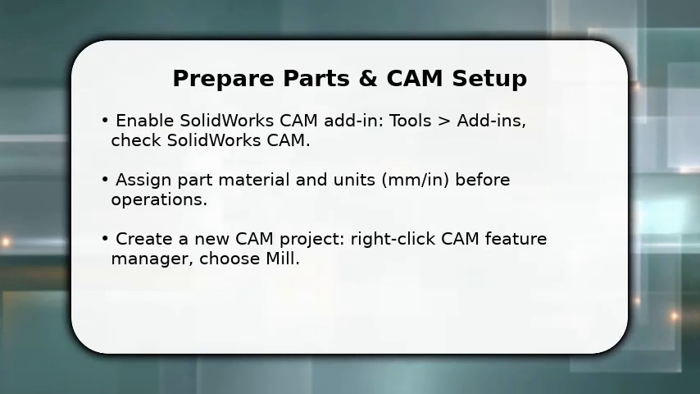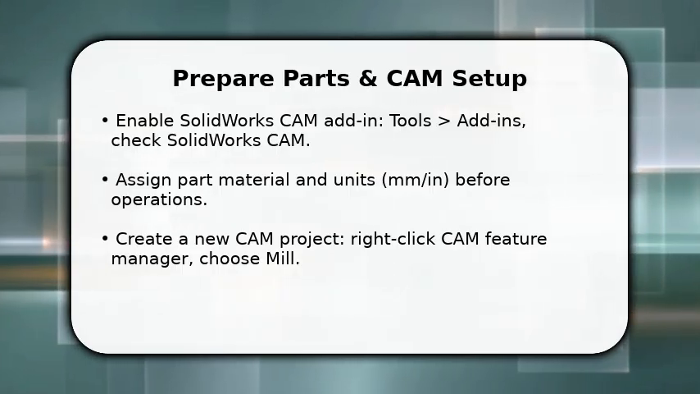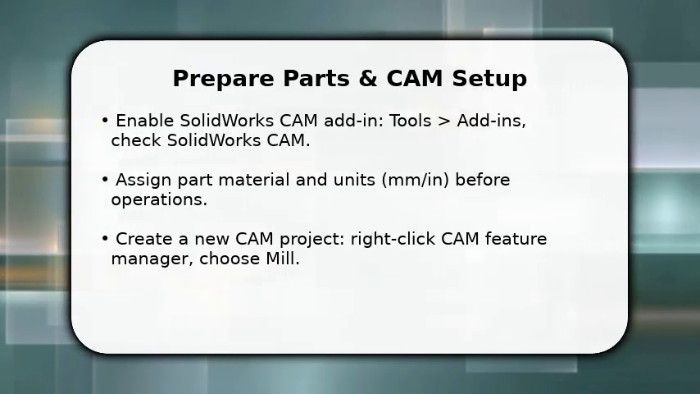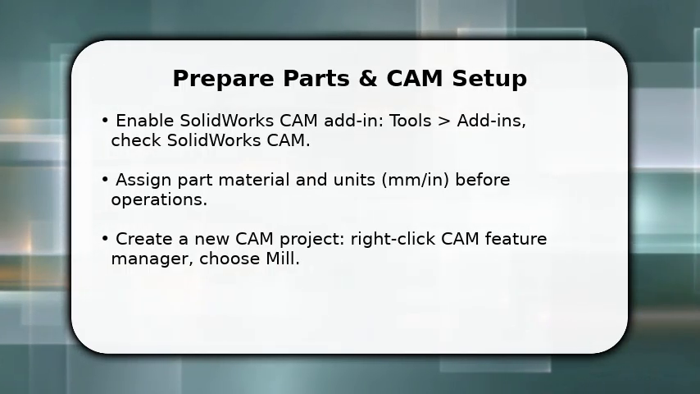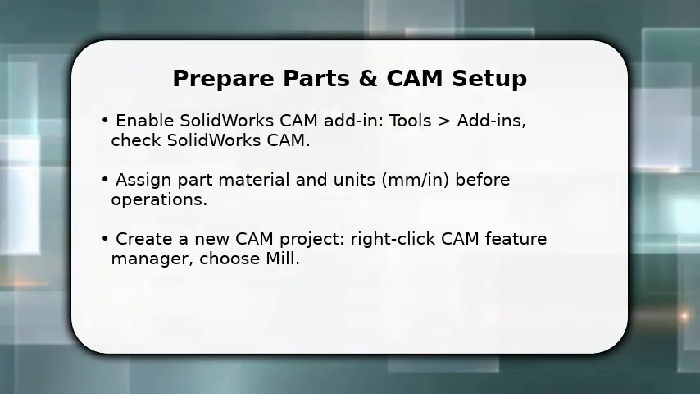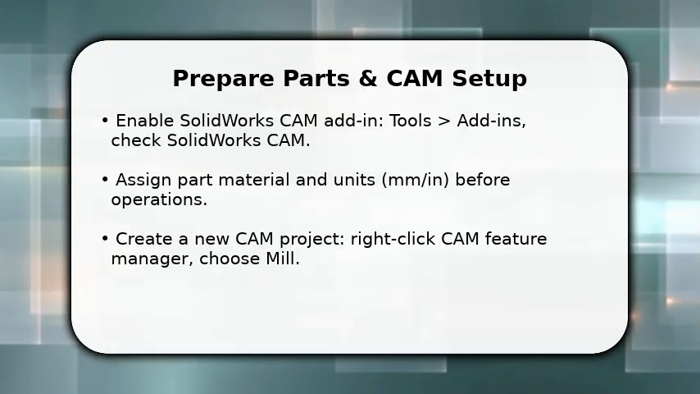You start by enabling the SolidWorks CAM add-in and assigning material and units so tool paths calculate correctly. Once done, create a new CAM project and select mill to match your machining type. Make sure to define the stock size and orientation now, because downstream operations inherit those values.